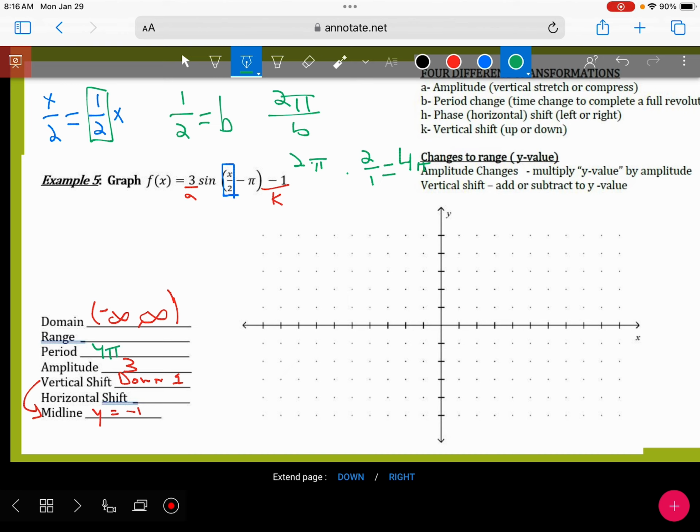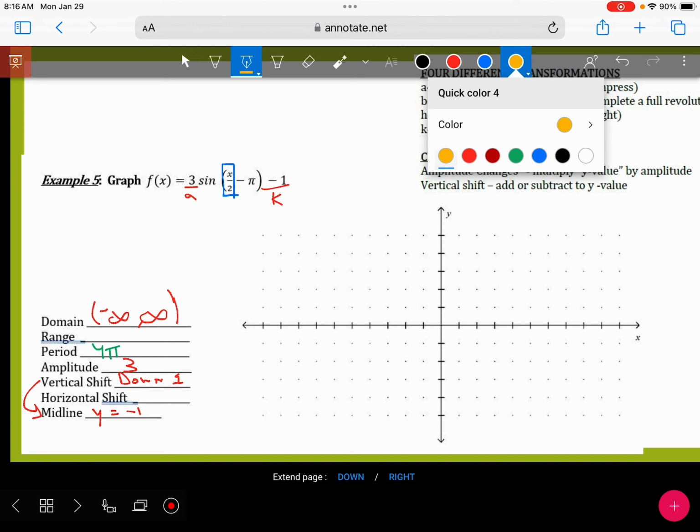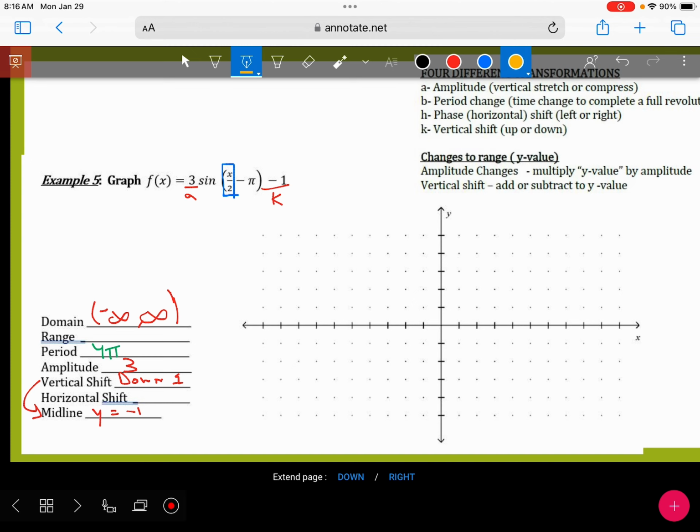Next thing we're looking for is our horizontal shift. Horizontal shift, like Kimmy said, you take what's inside the parentheses. Here it's x over 2 minus pi, and you set it equal to 0, and then you solve for x. So what's the first thing I should do? Should I multiply both sides by 2, or should I add pi to both sides? Add pi to both sides, yep.